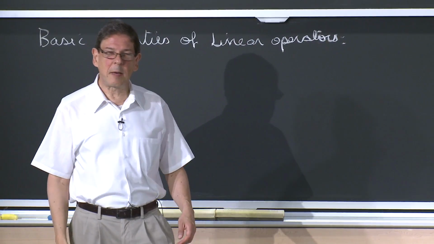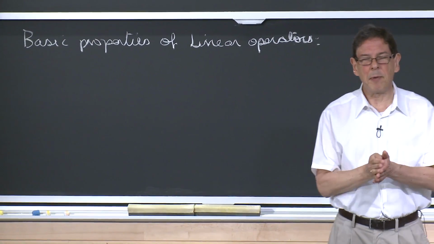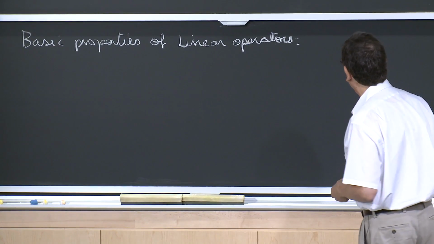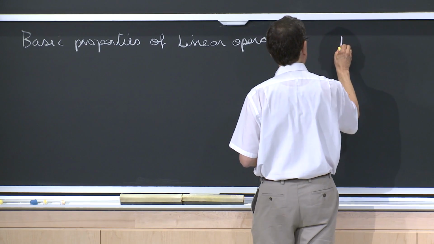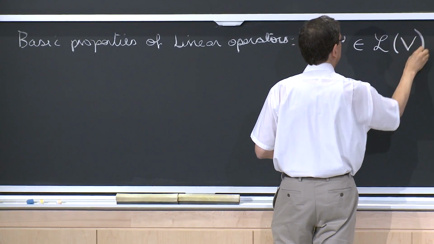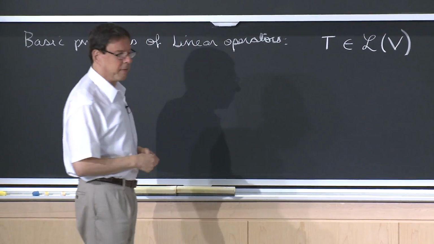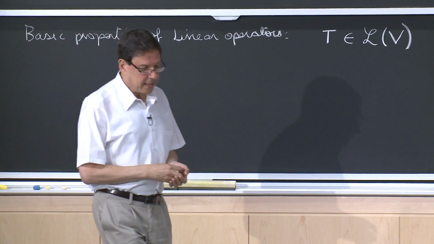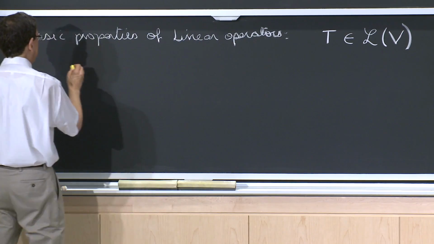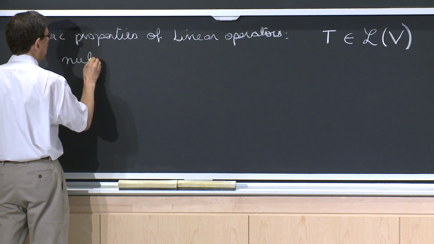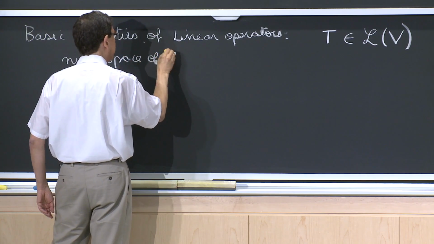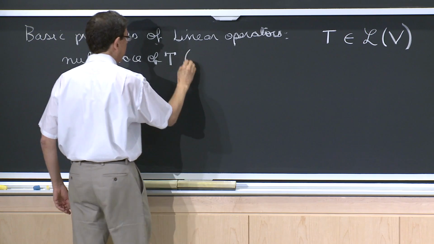And those basic properties, there are two characterizations of the action of an operator. So we have operators T that belong to L(V), that is, linear operators on the vector space V. And so what do we have? Associated to T, there is the null space of T, sometimes called the kernel of T.